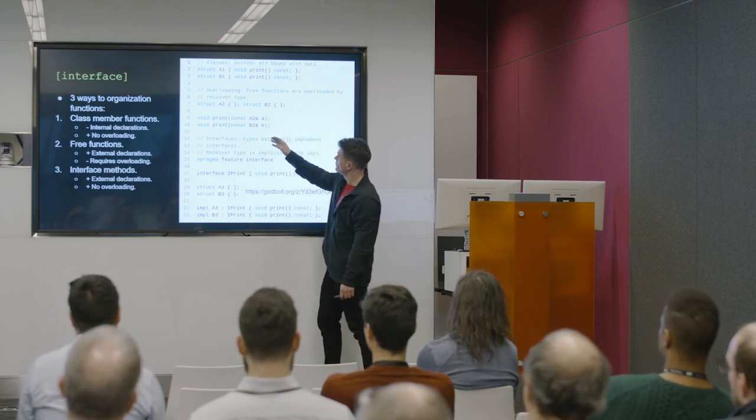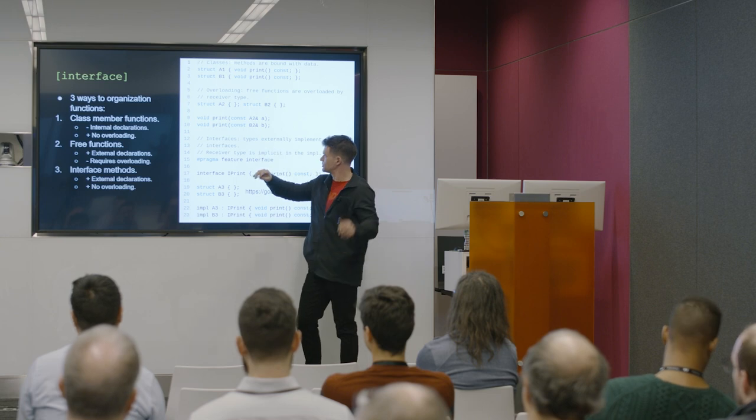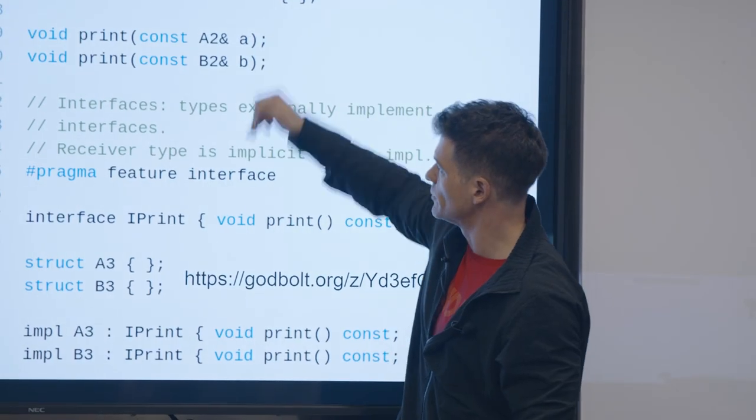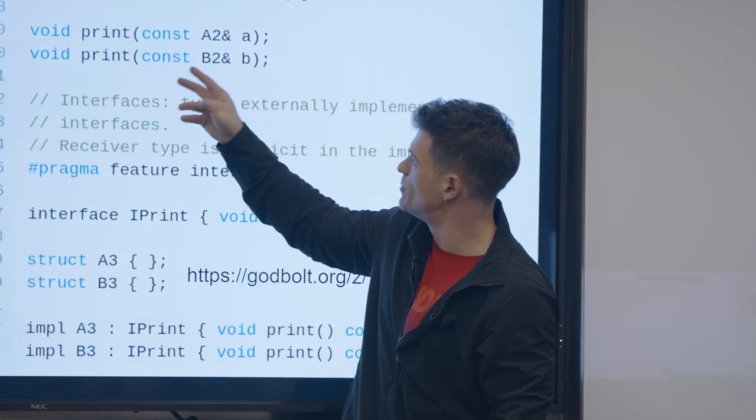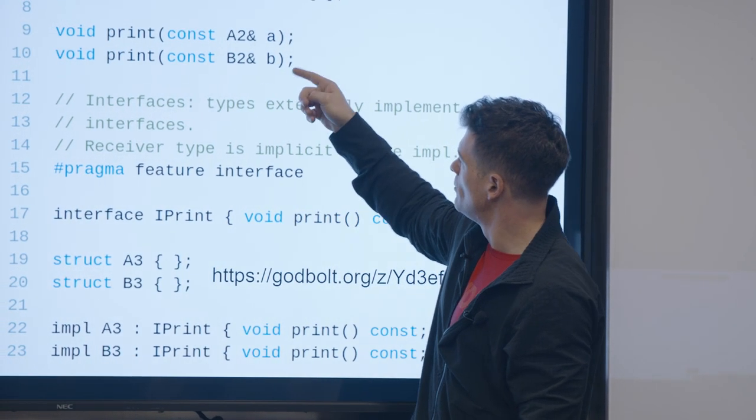Then we have overloading, where you can pass a parameter. And let's just say the first parameter is our receiver type. So we're going to be overloading based on the parameter type here. So if you call print and you pass it an a2 type, it'll call this one. If you pass it a b2 type, it'll call that one.